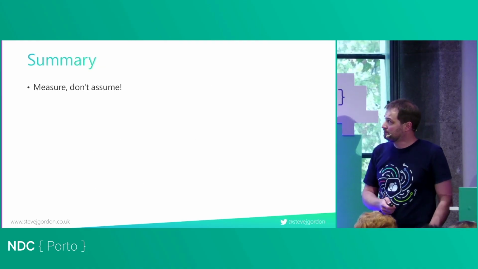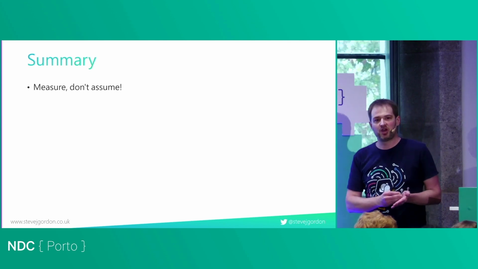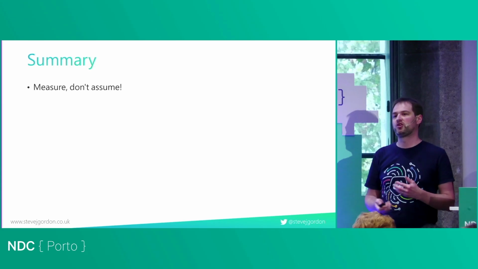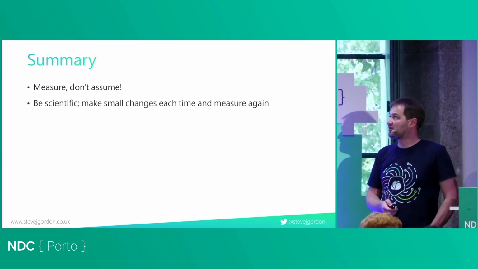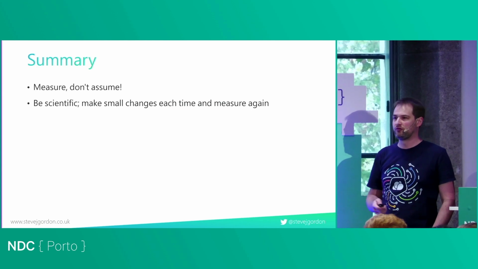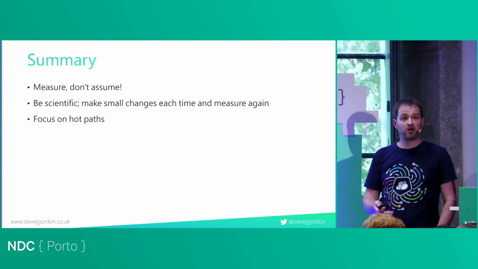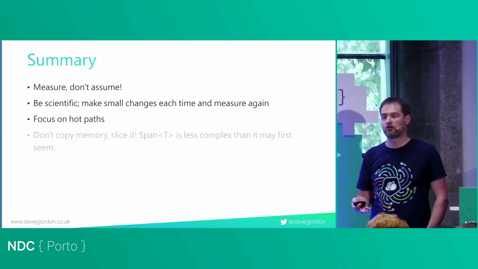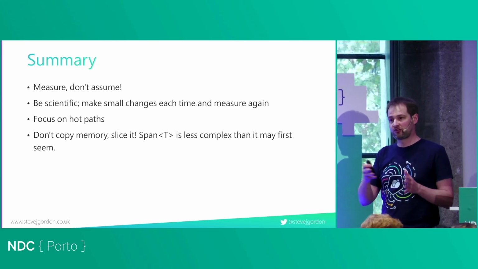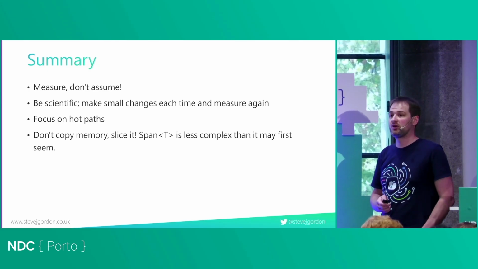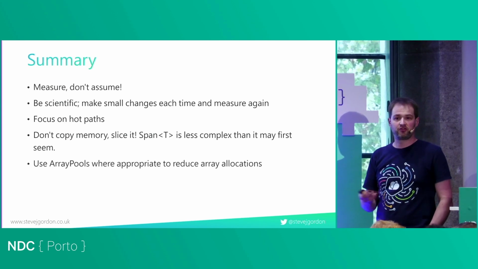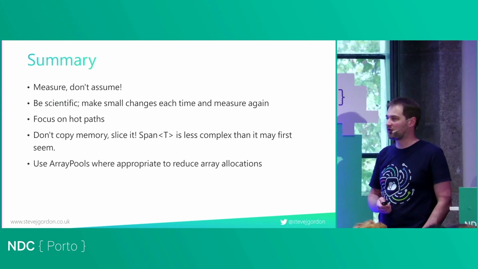So in summary, when you're doing this kind of stuff, don't make assumptions, measure with profiling tools, measure with benchmarking before and after doing things. Be scientific, so small changes each time, have a theory, validate the theory and move on. Focus on the hot paths, because they're the areas that you're going to get the most gain from. Don't copy memory, so using things like span to just slice your way into existing memory is a very good way of reducing allocation overhead. Do use ArrayPools where it's appropriate to do so to avoid those short-lived buffer-type allocations.